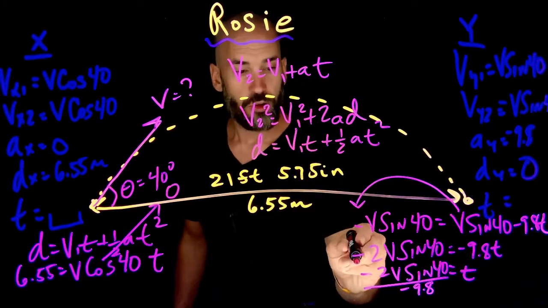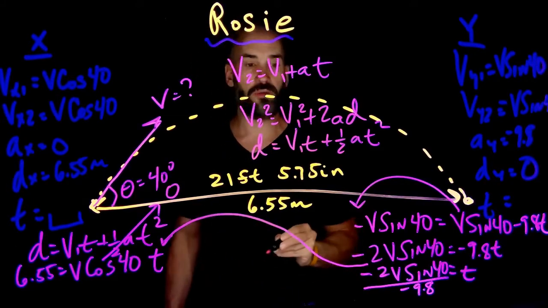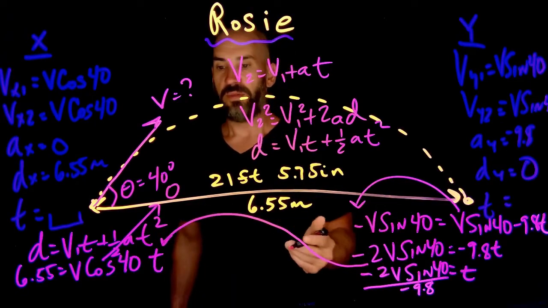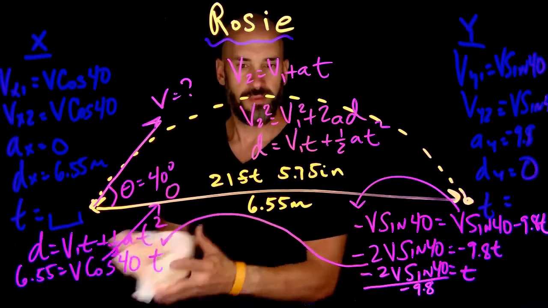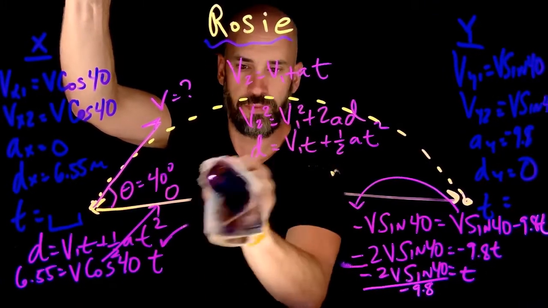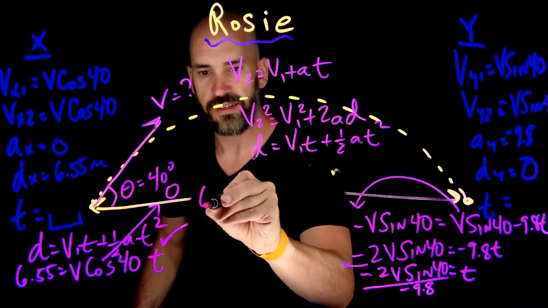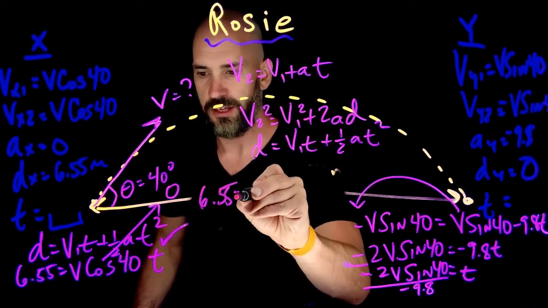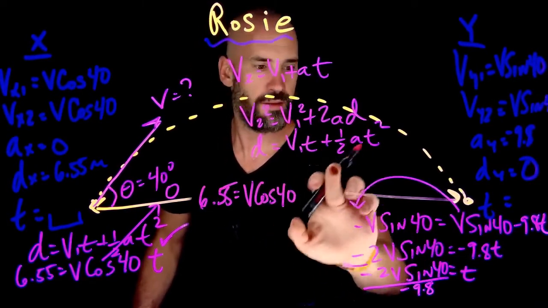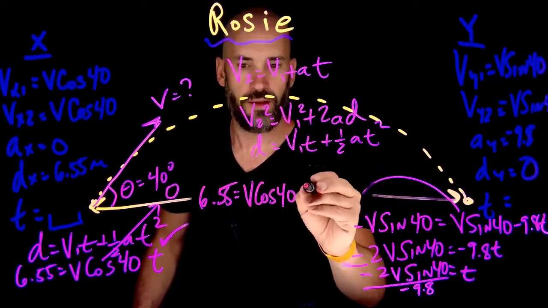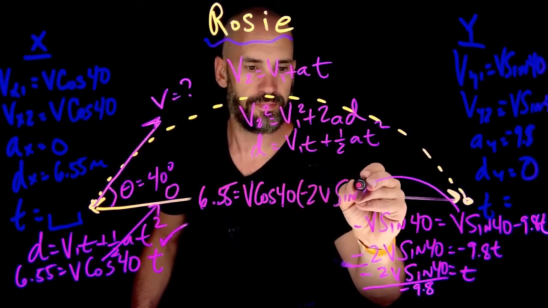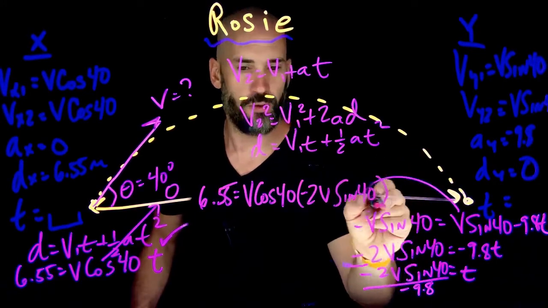So now I can just go ahead and take this T and substitute it over there. I have two equations, two unknowns. This is why the prerequisite for physics is algebra. You got to do some algebra. So if I rewrite this then, I have 6.55 equals V cosine 40 times negative 2V sine 40 all over 9.8.